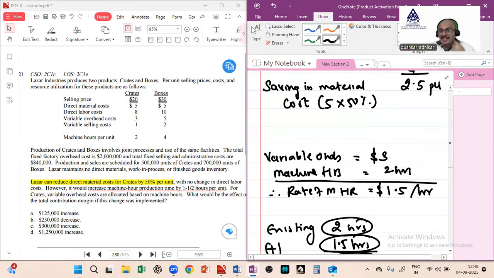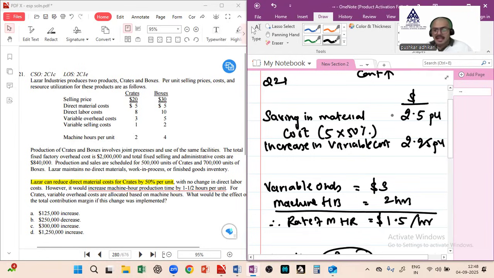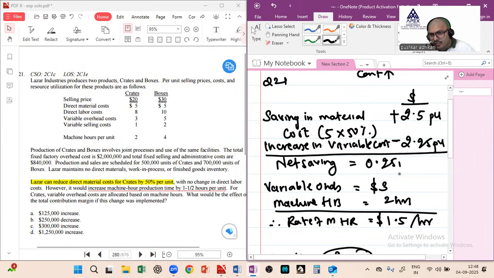Therefore, this is an increase in my cost. So here I have an increase in variable cost. Increase in variable cost by how much? 2.25 per unit. Saving is an inflow, increase in cost is an outflow. Therefore, what is the net saving? My net saving is equal to 0.25 per unit.